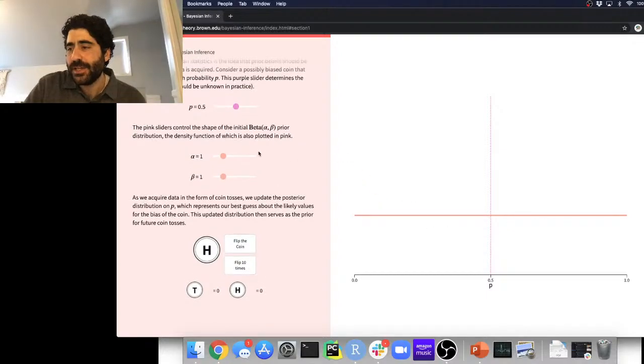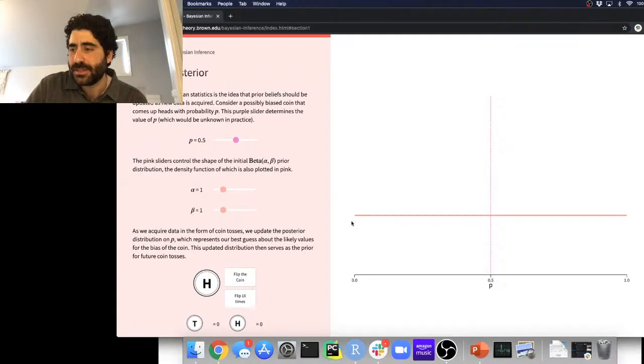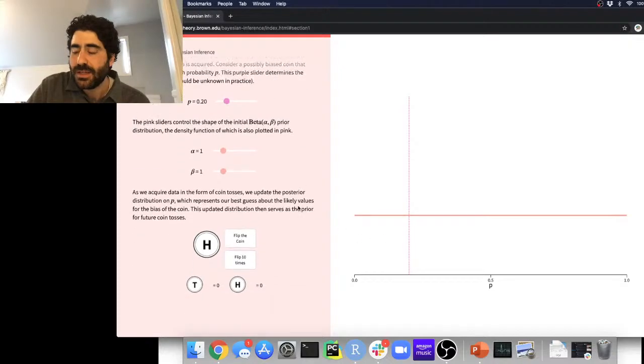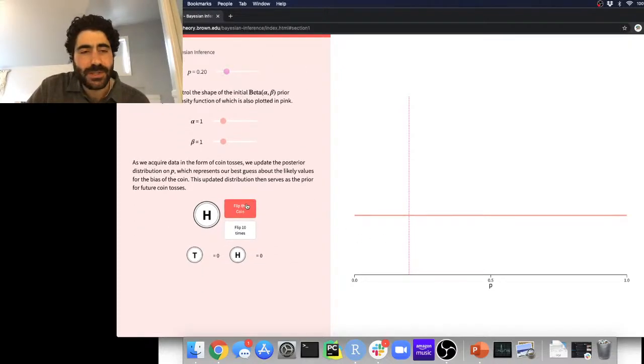So let's do this same example. We have a coin. We're going to start out with just this random guess. We don't know whether the coin is fair or not. We're just going to say it's equally likely that P of H is between 0 and 1. And let's say that the true P of H here is like 0.2. This dotted line here is the true value of the population parameter. So let's flip the coin one time and update our distribution.